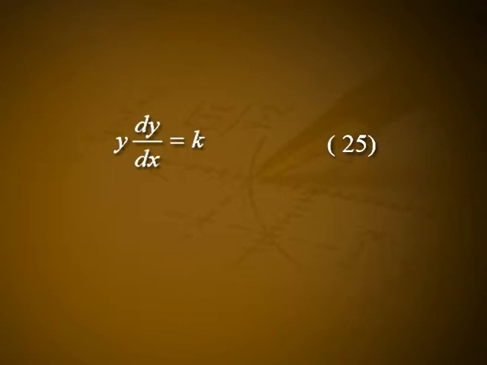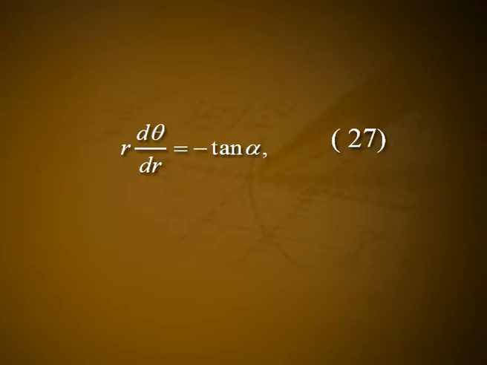Next, let us find curves for which the subnormal on the x axis is of constant length. This condition gives y into dy by dx is equal to k. Integrating, we get y square is equal to 2 into k into (x plus a), which represents a family of parabolas all with the same axis and same length of latus rectum.